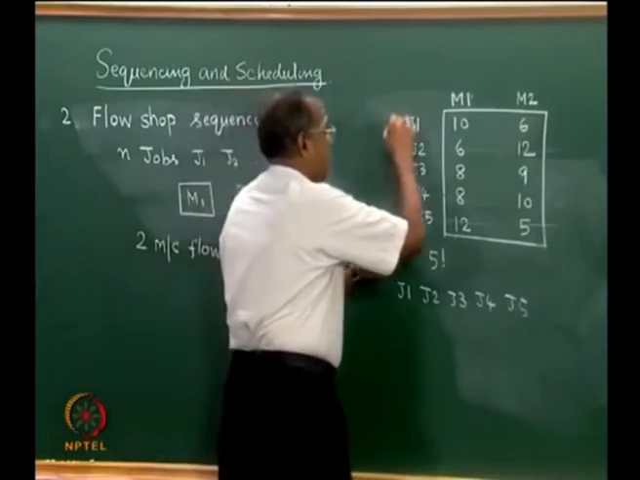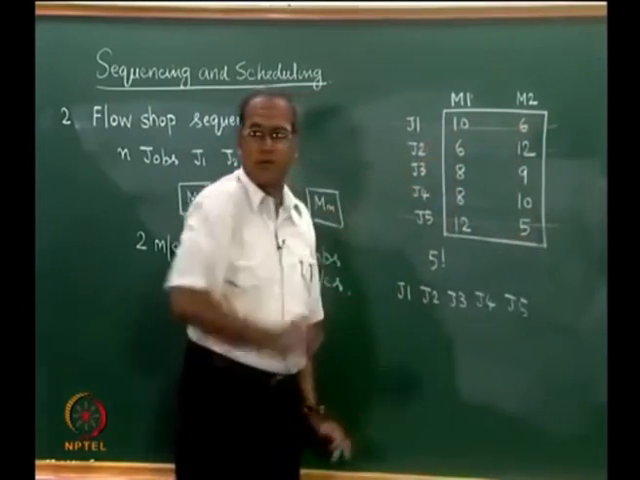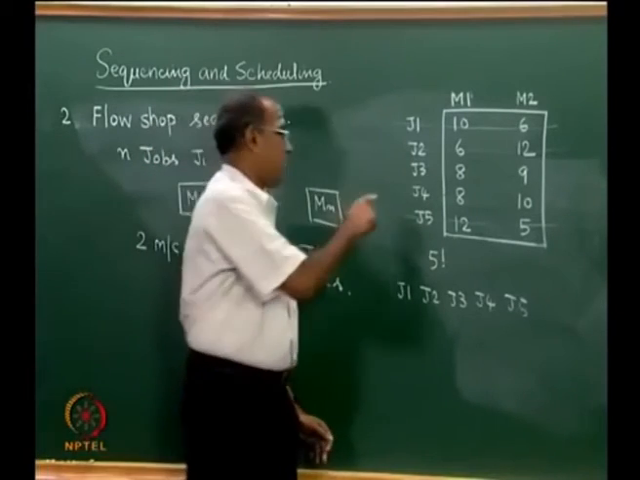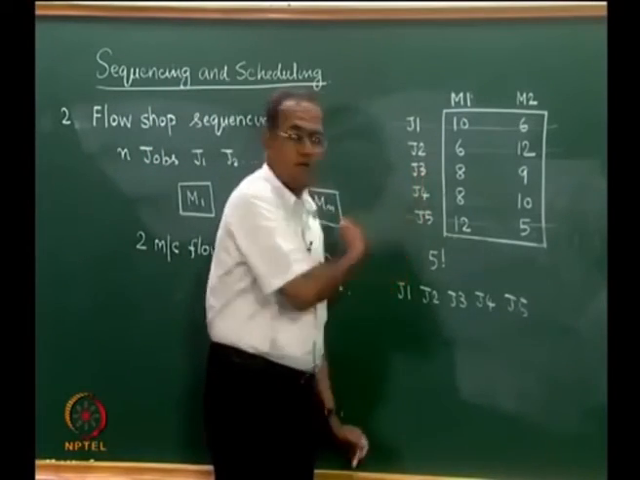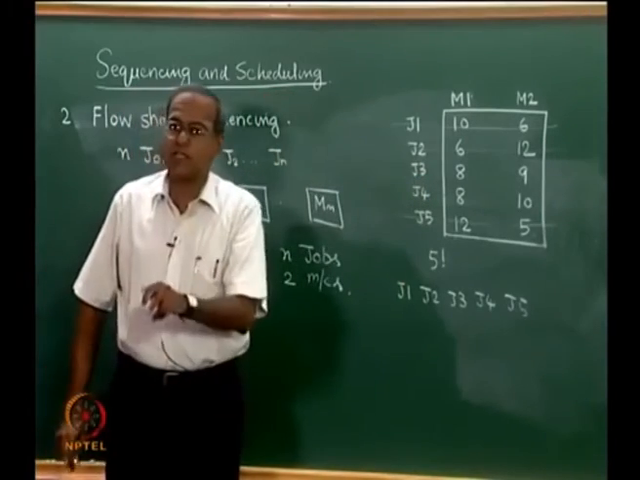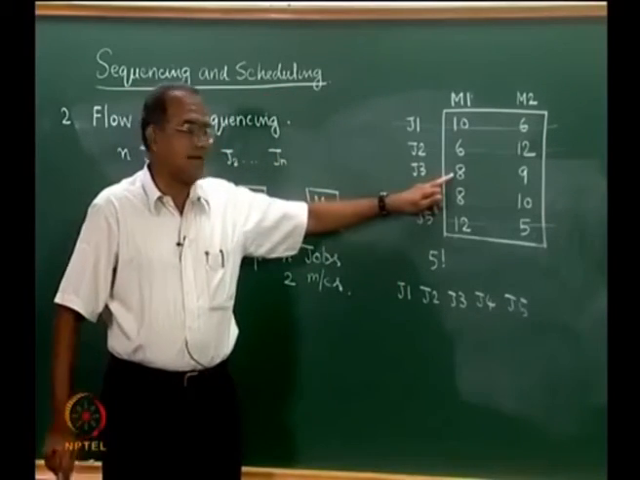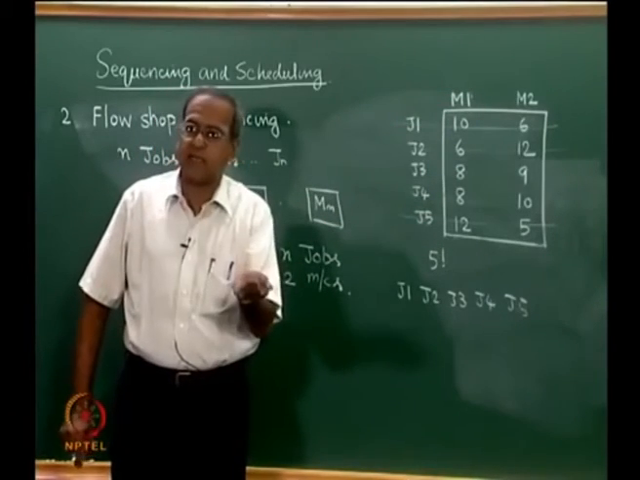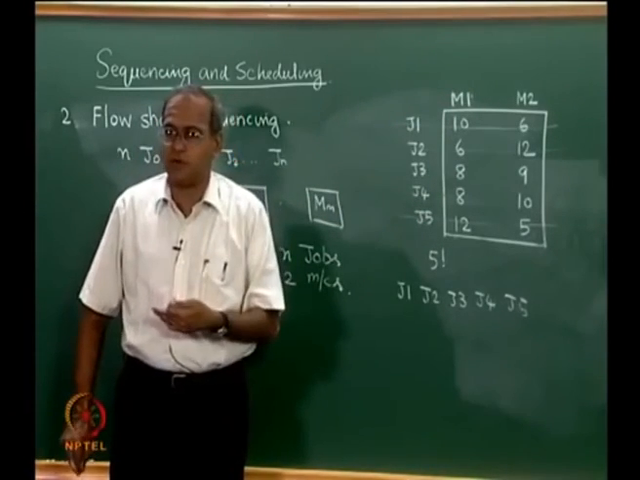So, now remove J1 also. So, 3 jobs have been put in the table, 3 jobs have gone out. So, what we have remaining are J3 and J4. Now, find the smallest number which happens to be 8, which is on M1, which is for J3 as well as for J4.